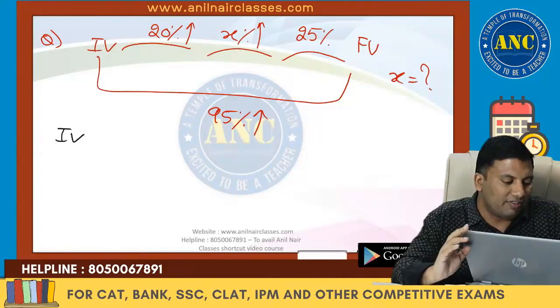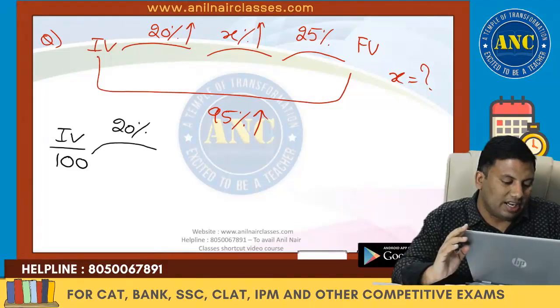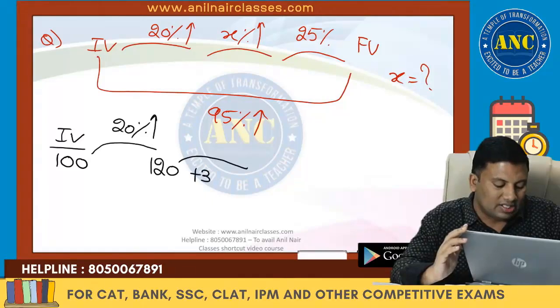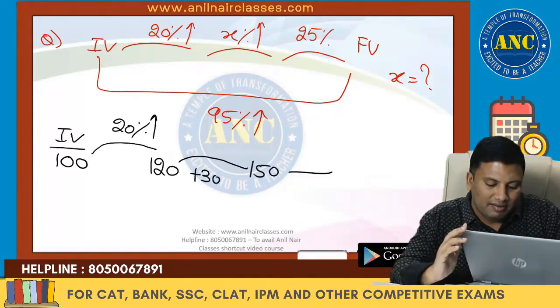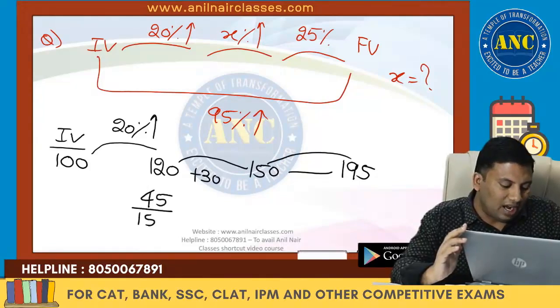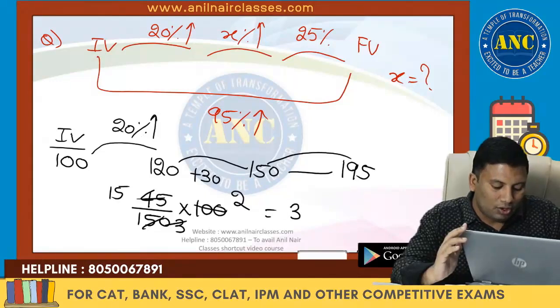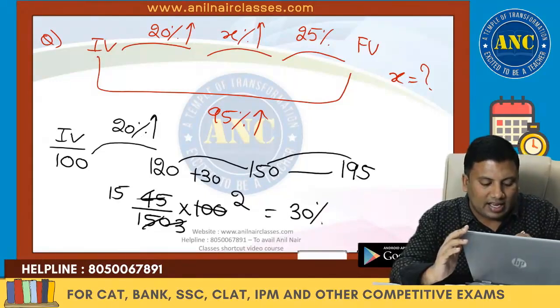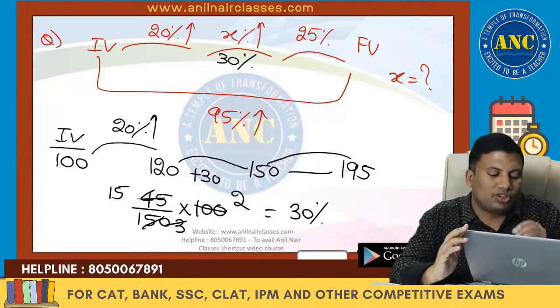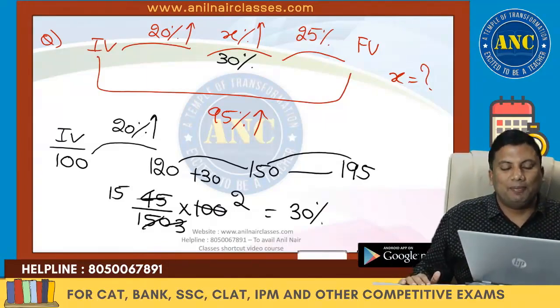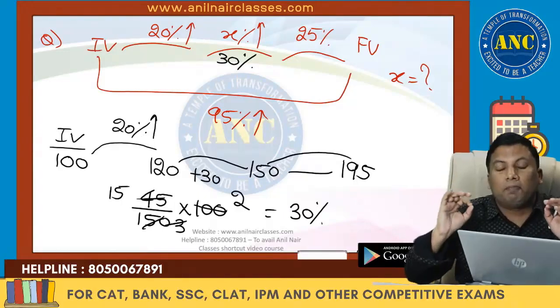Because it is 95%. First it is 100. 20% increase, it is nothing but 120. 25% increase, it is nothing but 150. Finally, it is 195. Extra it is 45 out of 150, into 100. 5 twos are 10, 5 threes are 15, 3 fives are 15. Without using formula, you will get the answer as 30%. Don't use A plus B plus AB by 100. Idea clear? Very important learning.